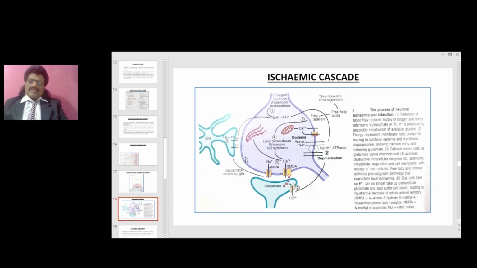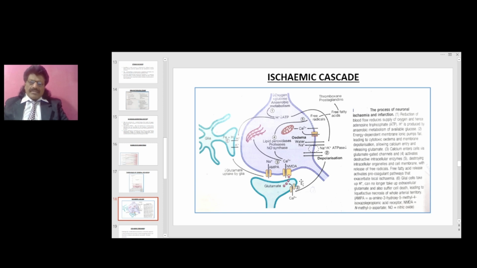When the blood supply becomes insufficient, there is a cascade, a chain of events going on when there is ischemia, known as the ischemic cascade. So the process of ischemia and infarction. First, you can see here the oxygen is reduced. There's an anaerobic metabolism. The reduction of blood flow reduces the supply of oxygen and hence adenosine triphosphate, ATP. Hydrogen is produced by anaerobic metabolism of available glucose.